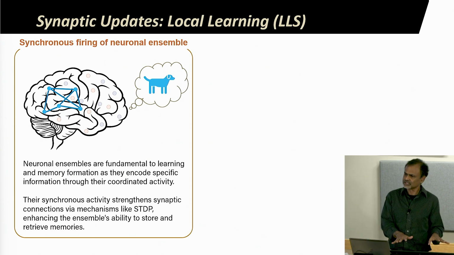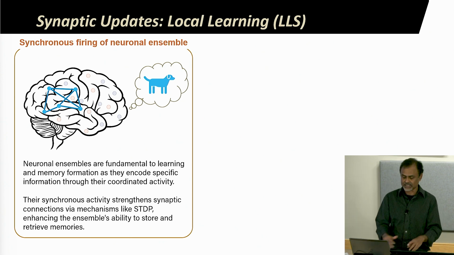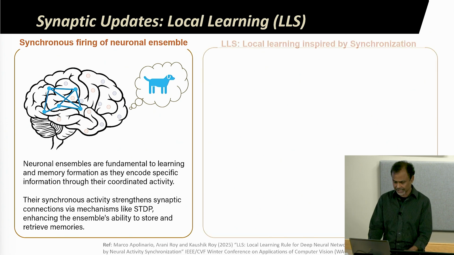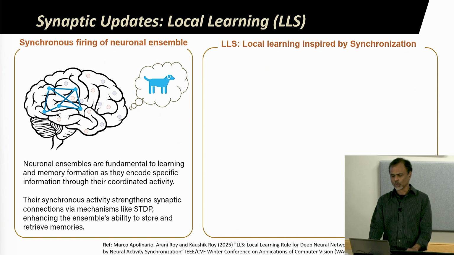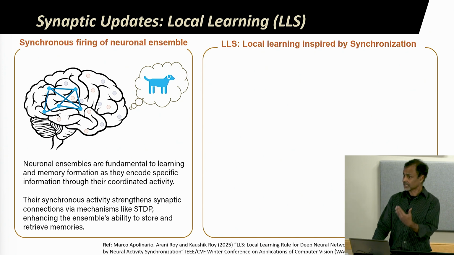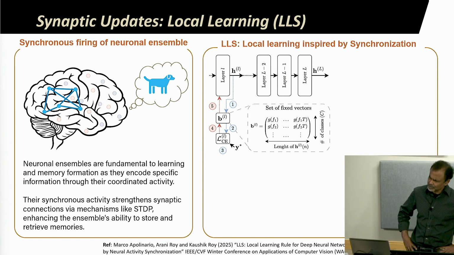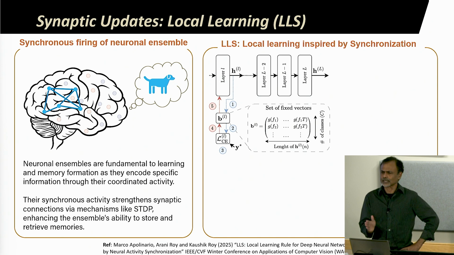I haven't talked about spike timing dependent plasticity, which I'll do in just a minute, but those can effectively be used along with such synchronous firing of neurons. So the question is, can I effectively use that in my training, in my local learning? To that effect, we recently developed what's called a local learning rule, which is inspired by synchronization. The basic idea is again similar to direct feedback alignment, except there are subtle differences.